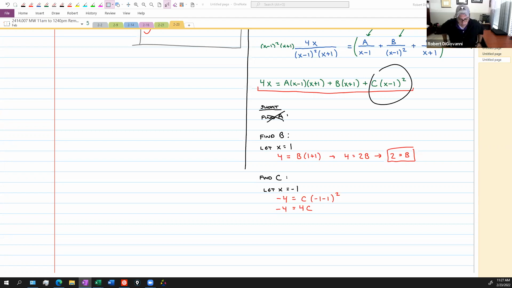Okay. All right, so just divide both sides by 4, you get C is -1. So now we know what B and C are. But we still don't know A, right? So how are we going to get A if we don't know? You know what I'm saying? Like, there's no way to get it.